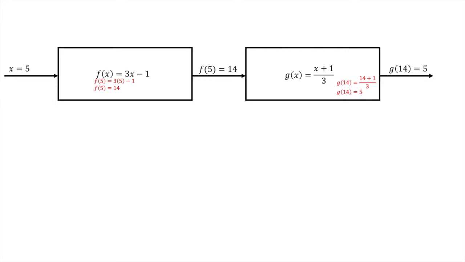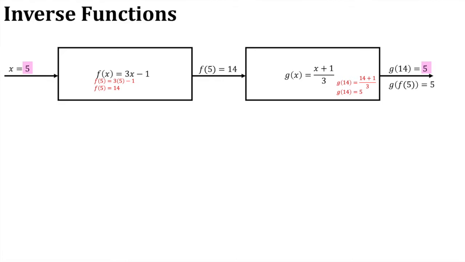So we can see here that g of f of 5 is equal to 5. And you might have already noticed that the input was 5 and the output is also 5. And that's why it's g of f of 5 equals 5. And because the input and the output are the same as each other, we have inverse functions. So f is the inverse of g, and g is the inverse of f.